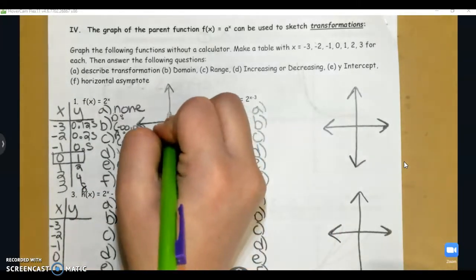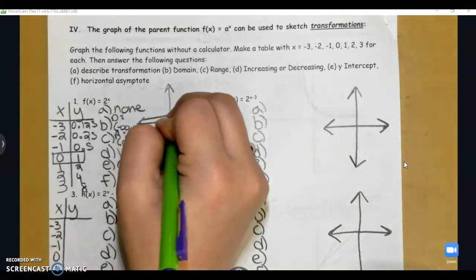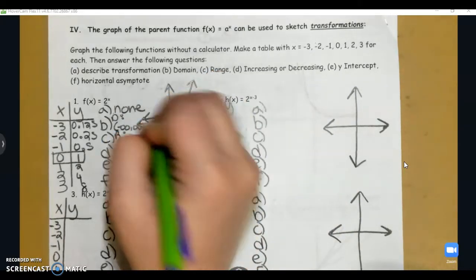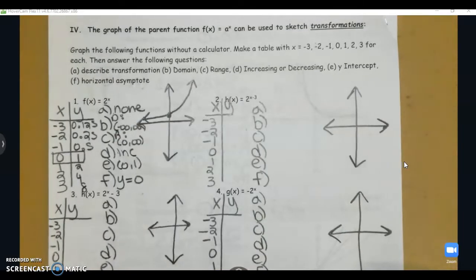So here is (0, 1). It's going to be getting small and going off to positive infinity. So there's a rough sketch of our graph for 2 to the x. So that's our reference point. That's going to be our parent function.